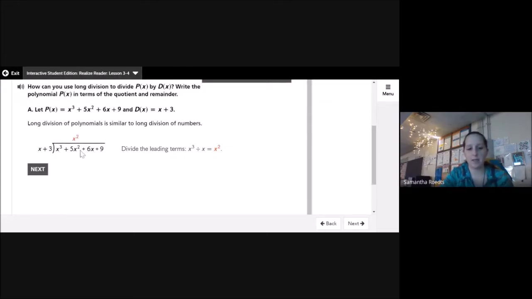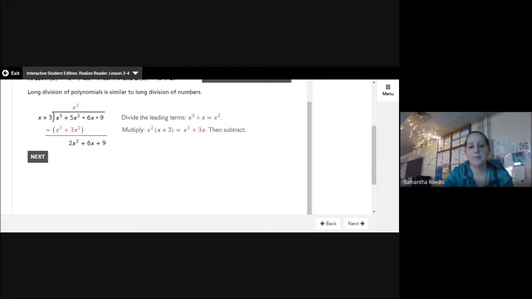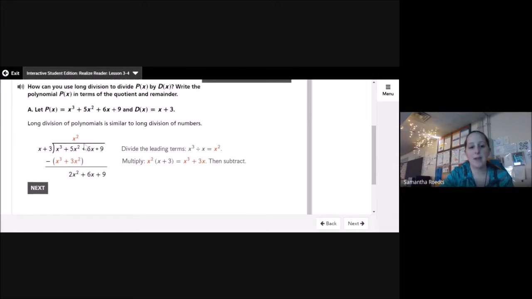I'm going to divide this by this. So I ask myself, how many times does x go into x cubed? Or x times what gives me x cubed? Well, x squared gives me x cubed. Okay. So then I multiply that x squared by the x plus 3. So x squared times x is x cubed, and x squared times 3 is 3x squared.